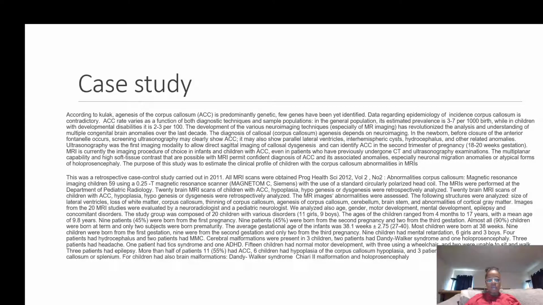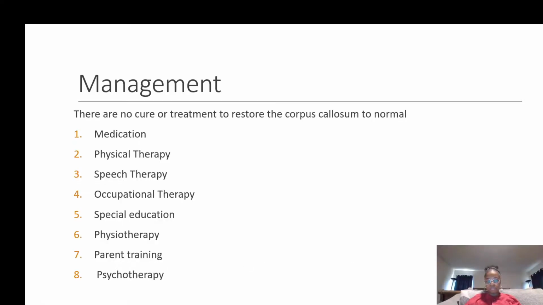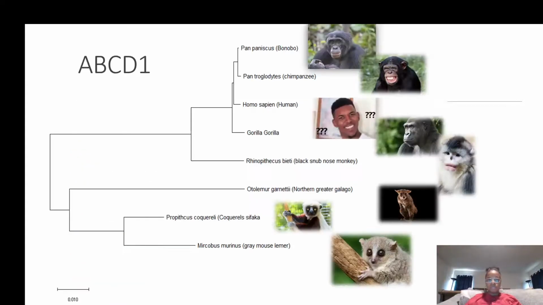ACC or hypoplasia of the callosum is present in more than 50 different human congenital syndromes with clinical manifestations ranging from mild to devastating. And here is some management. There are no cures. You have treatments, medication, physical therapy, speech therapy, occupational therapy, speech education, physiotherapy, parent training, psychotherapy.